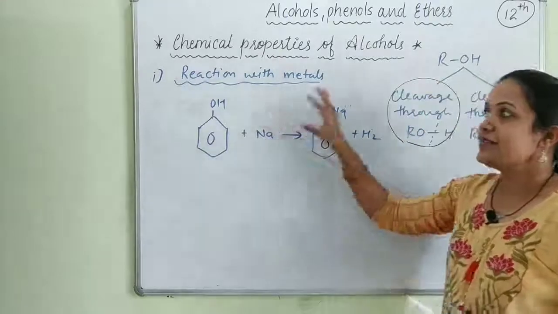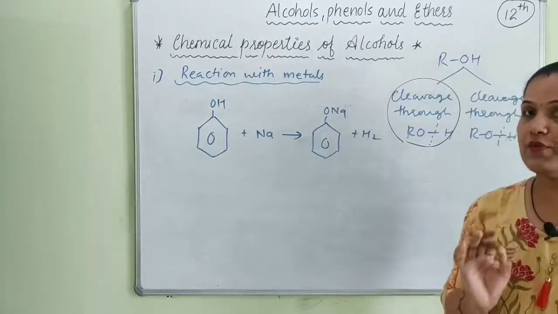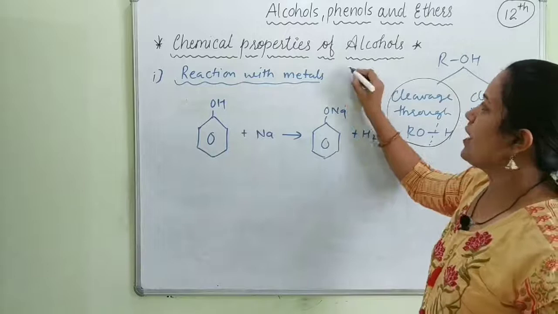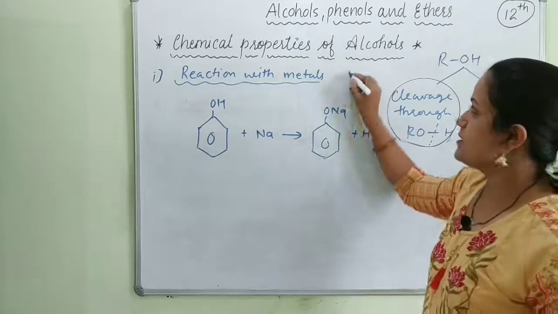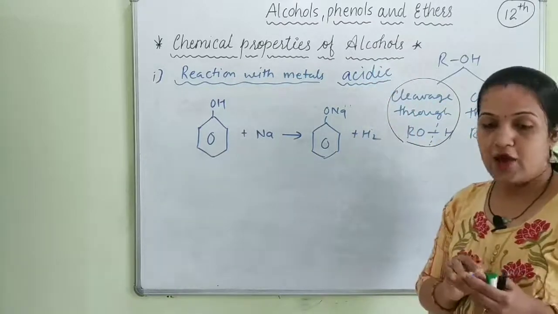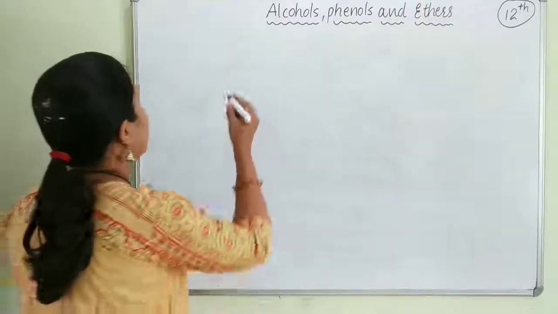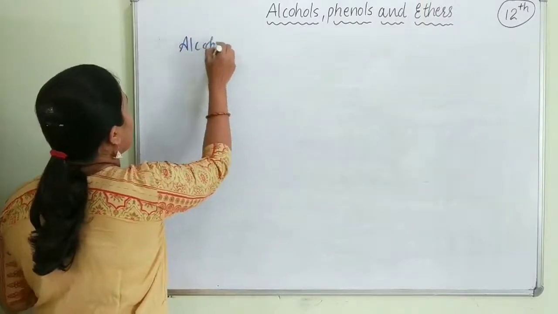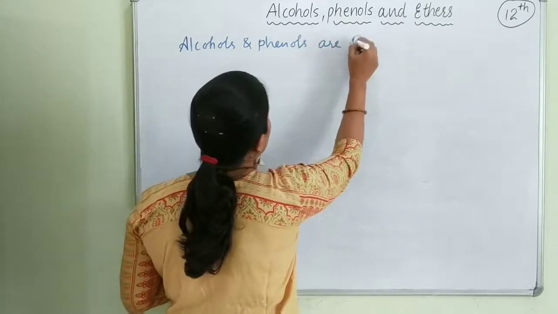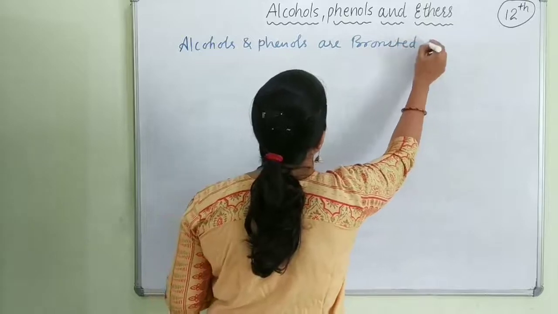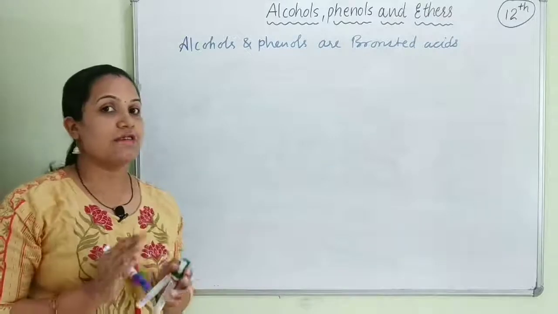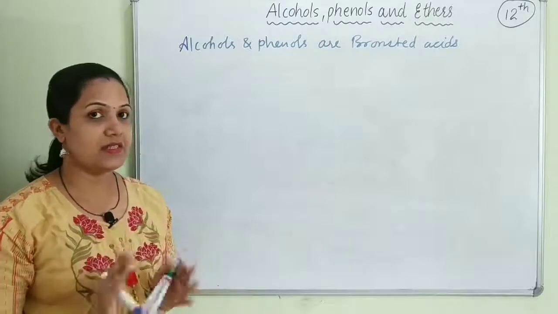So students, after studying this reaction with metal, one concept we know very well, and what is that concept? That concept is the nature of alcohols and phenol. I'll say it is acidic. The nature of alcohol and phenol is acidic. How? I'll explain that: the alcohols and phenols are Bronsted acids. Now chapter 7th, class 11th, Bronsted acid and base, there we have studied.